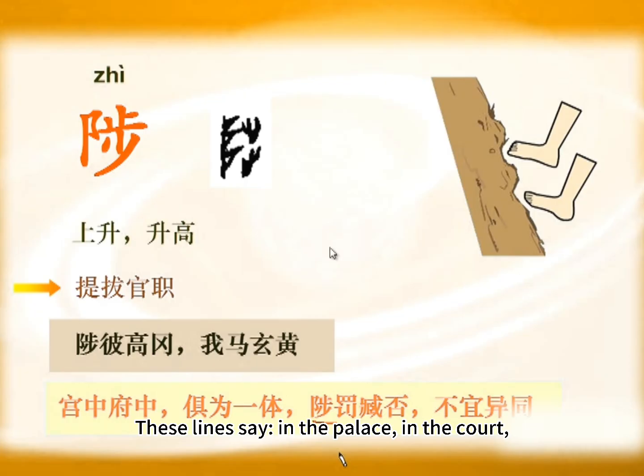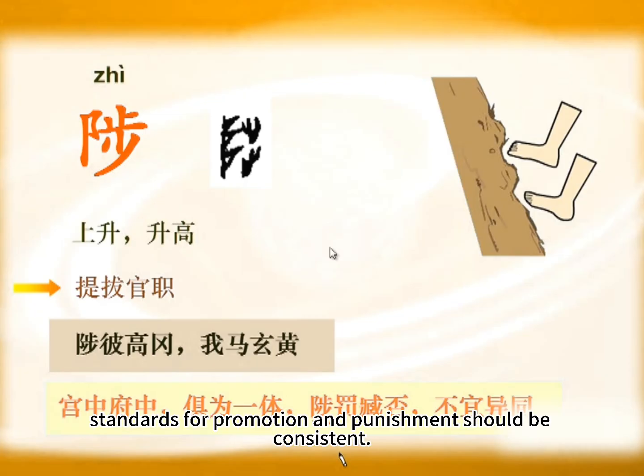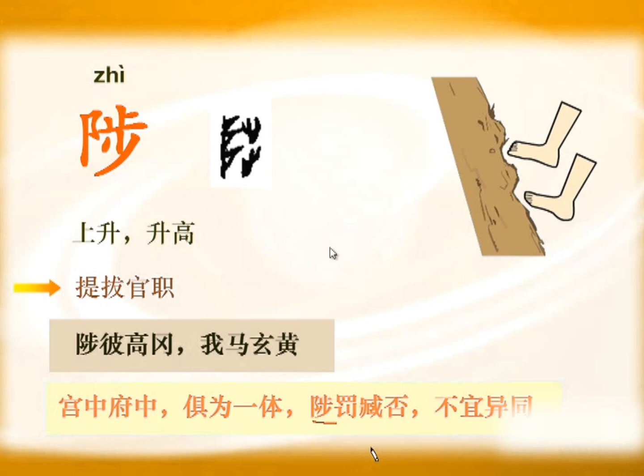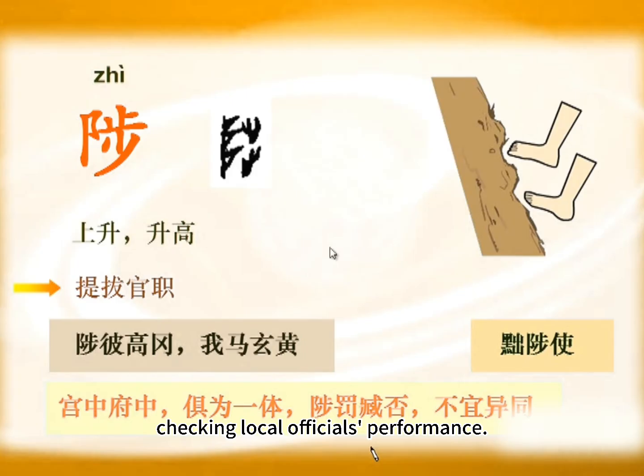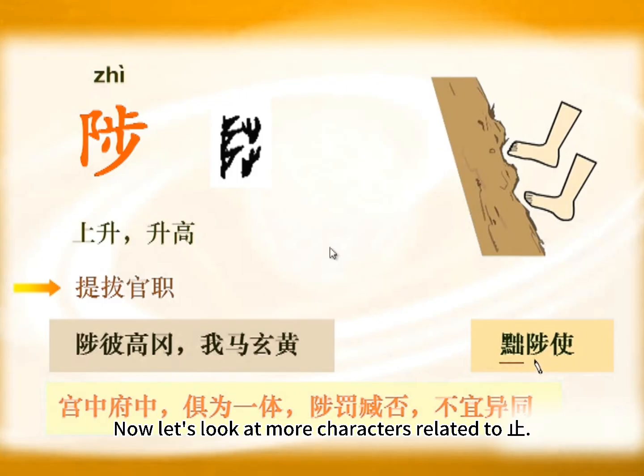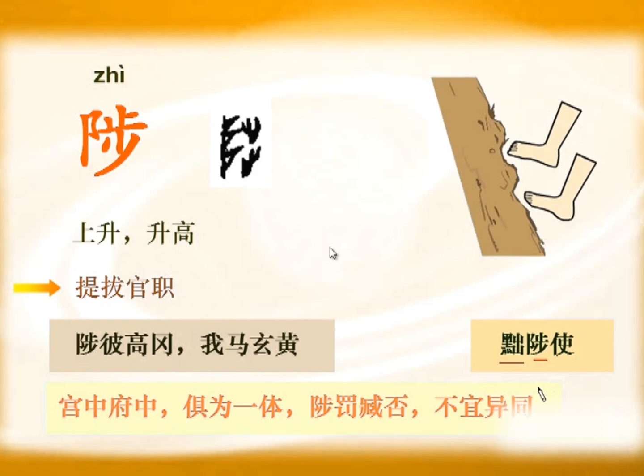These lines say in the palace, in the court, standards for promotion and punishment should be consistent. There should be no difference. Tang dynasty had an official called 黜陟使. This official traveled to assigned regions to inspect, checking local officials' performance, deciding promotion or demotion based on performance. Equivalent to later inspection censors. 黜 means dismissal, removal from office. 陟 means promotion. Now let's look at more characters related to Zhi.